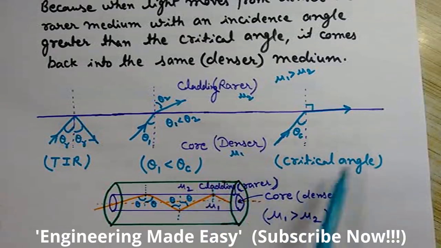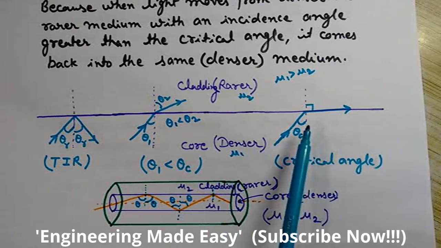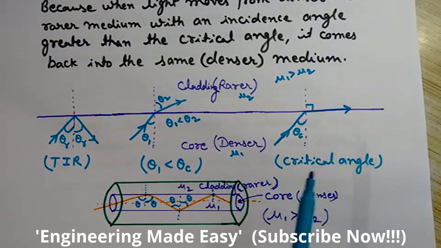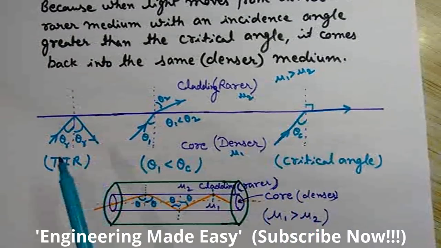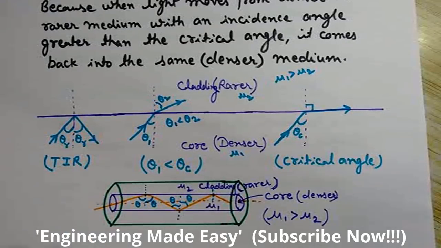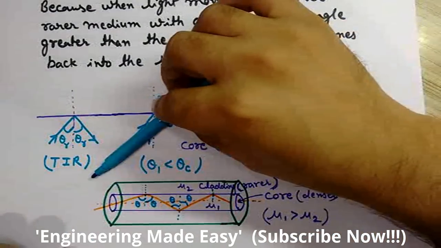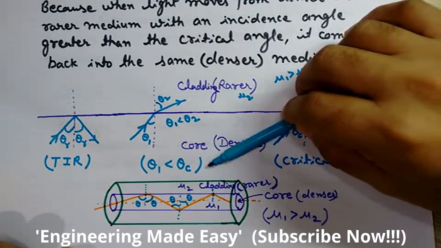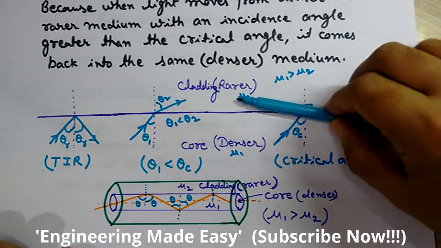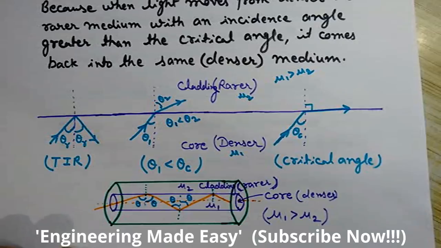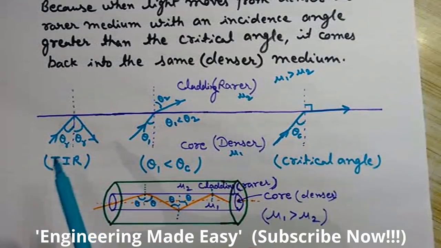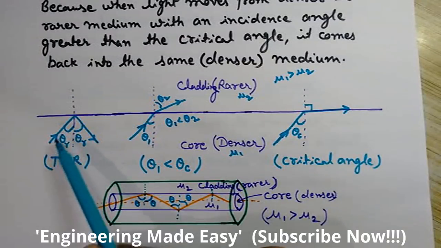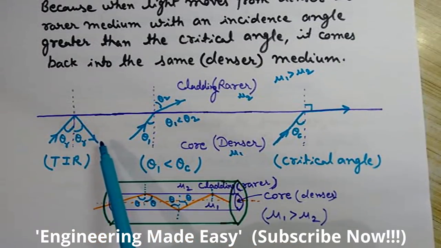So this is the case of critical angle. But what happens when we keep on increasing this theta c also? If I increase this theta c more, then total internal reflection takes place. Just imagine that if I keep on increasing this angle, then this angle will also increase. If I keep on increasing it more than theta c critical, then it will come back into this same medium, the denser medium. So you can understand here that this theta r is the angle which is more than theta c, so it will come back into the same denser medium, okay.